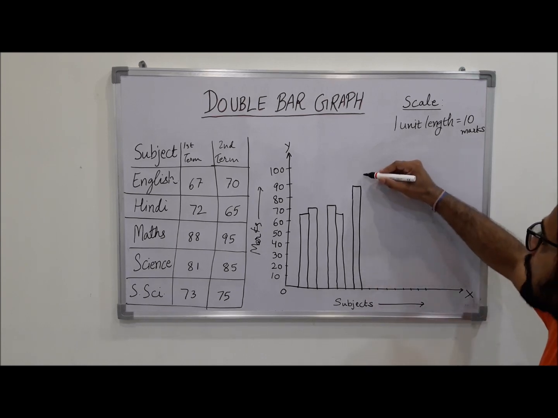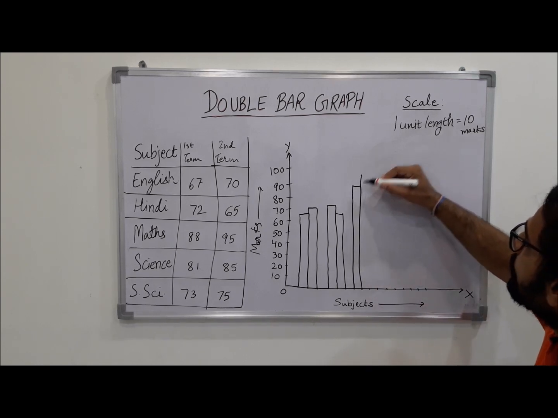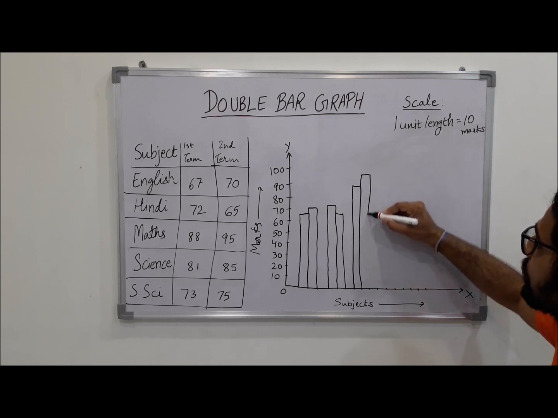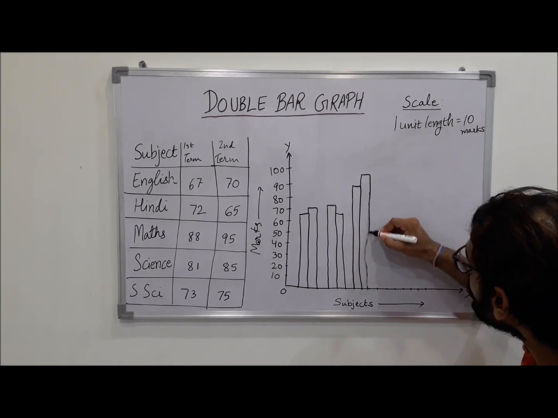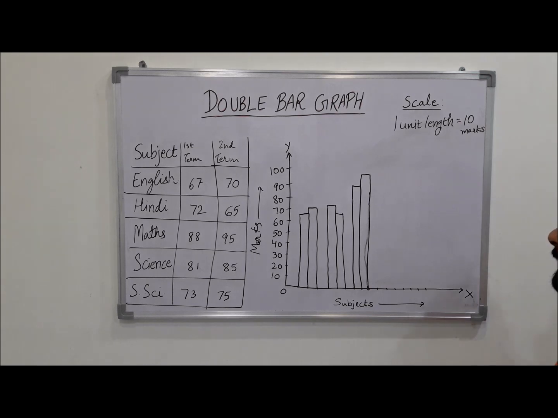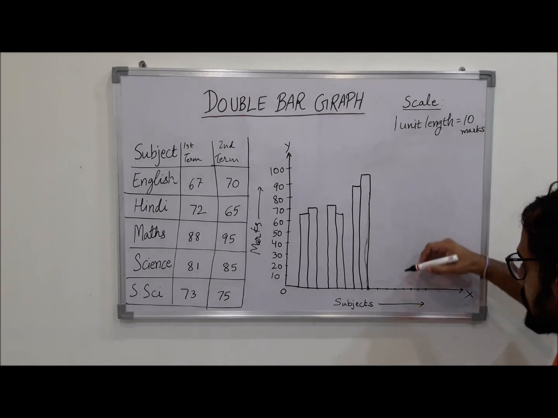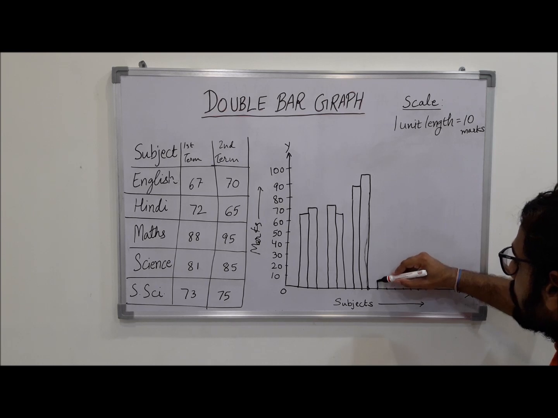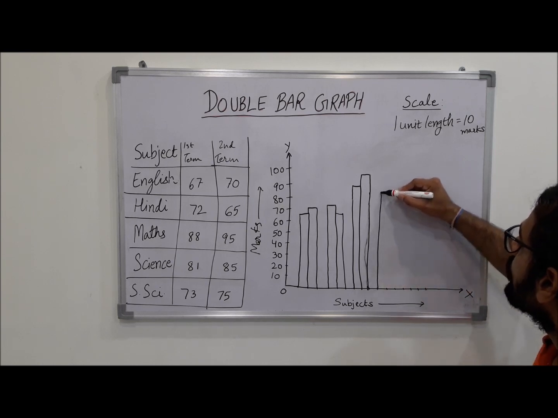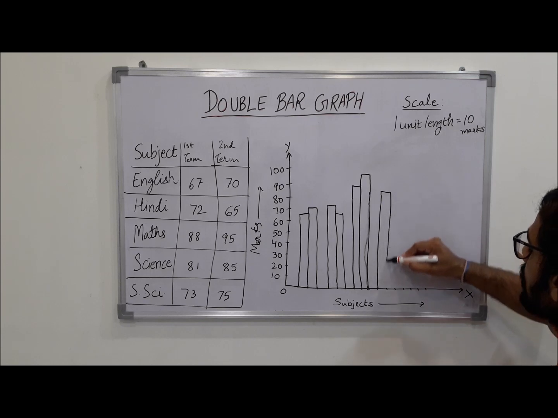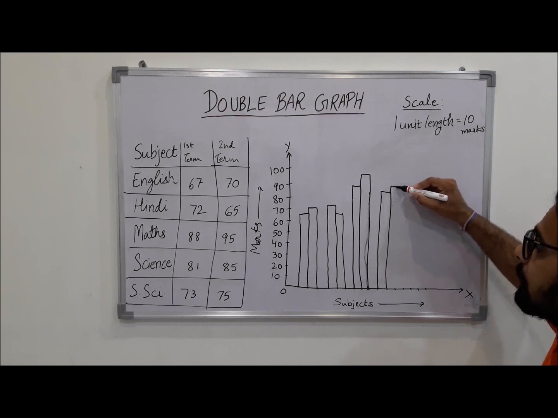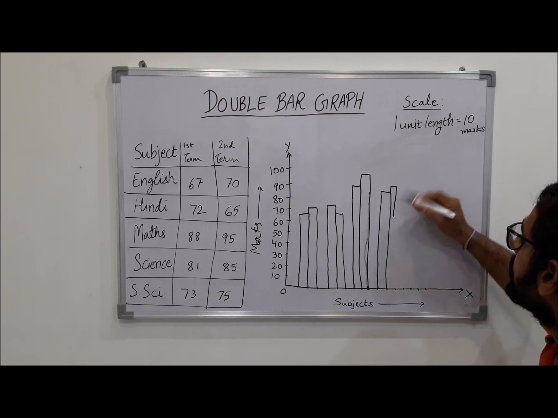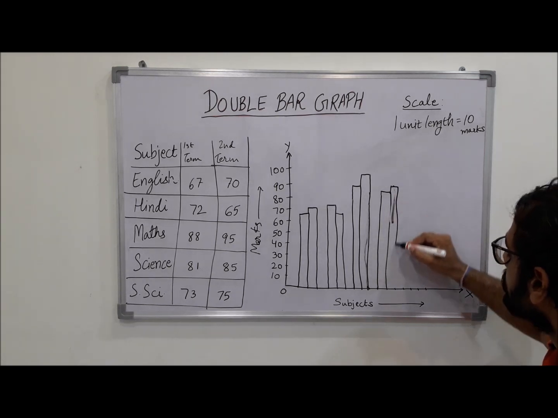And in second term, marks in mathematics are 95. So I will be drawing another bar of 95. Okay. Then for science, the bars are of lengths 81 and 85. 81 means 1 small division more than 80, and 85 right between 80 and 90, this bar.